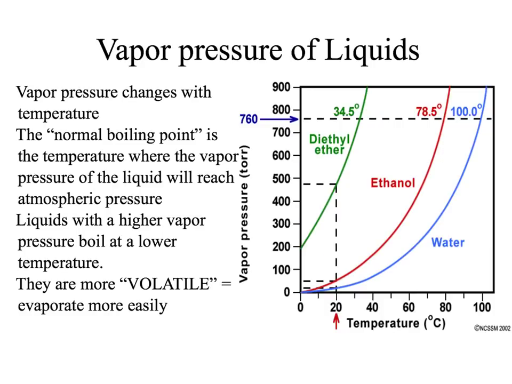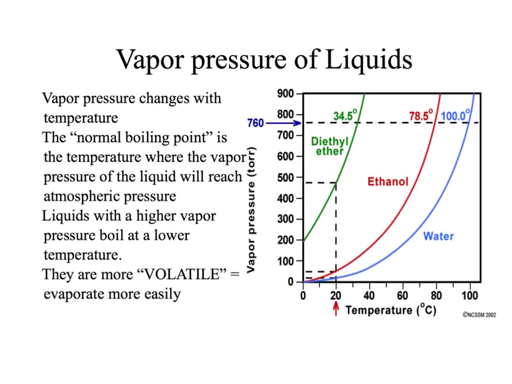Vapor pressure of liquids. It's very important that you know how to read these graphs. There are three substances here: diethyl ether, ethanol, and water. On the y-axis, we have vapor pressure measured in torr. Remember, a torr is the same as an mmHg. And on the x-axis, we have temperature in Celsius.